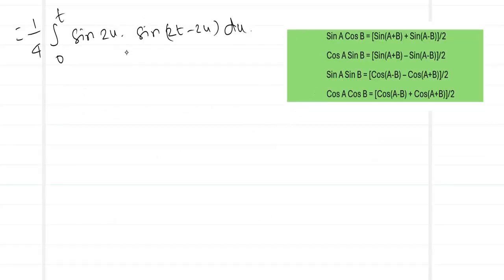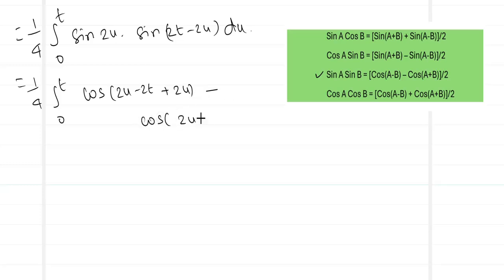Now identify the given structure sine 2u, sine of 2t minus 2u du with the trigonometric identity. What is the trigonometric identity? Sine A, sine B is going to be cos A minus B minus cos A plus B divided by 2. So this becomes integral from 0 to t cos A minus B, so 2u minus 2t minus 2u, minus of minus will become plus, 2u minus cos A plus B, so 2u plus 2t minus 2u, and the whole thing is divided by 2.